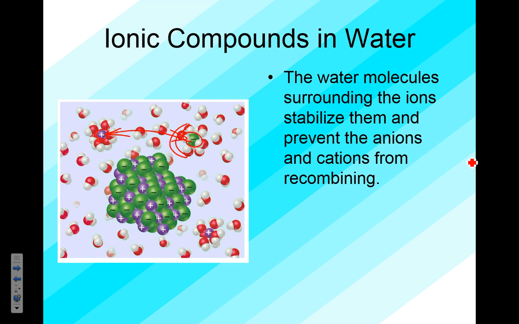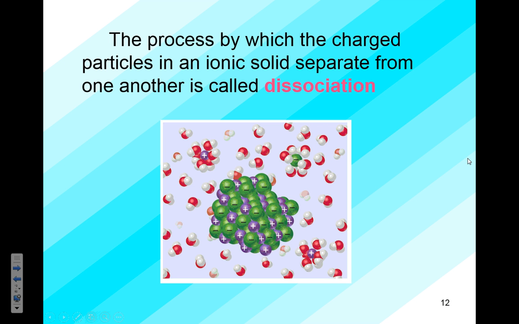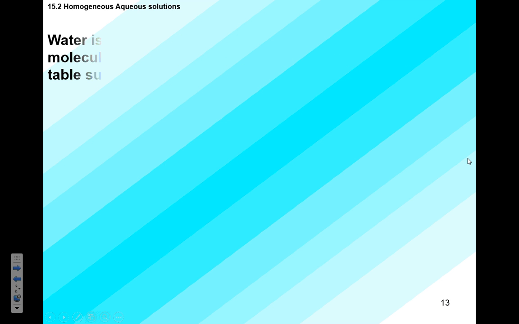And if these positives and these negatives are close enough together, then they will reassociate and reform the ionic substance. But the water molecules that you see in between the two, the hydration that exists around those anions and cations, actually stabilizes the ions as a hydrated ion and prevents them from recombining. So the water molecules surrounding the ions actually stabilize them and help prevent the recrystallization of the solid in the solution. Now, the process by which charged particles in ionic solids separate from one another, that's known as dissociation. So this is another way to refer to solvation, basically.